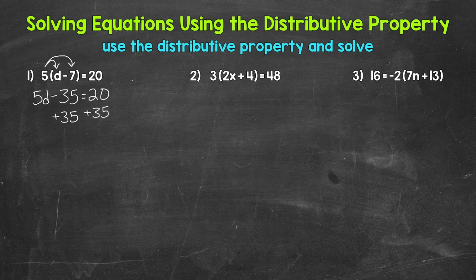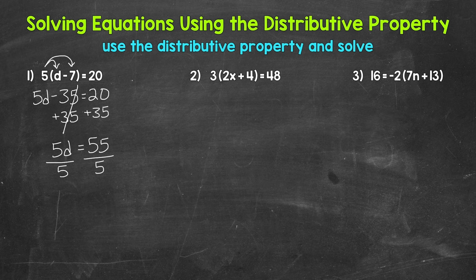Now on the left side, we are subtracting 35 and adding 35. So these 35s cancel each other out. We now have 5d equals, and then on the right side of the equation, we have 20 plus 35. That gives us 55. So now we have 5d equals 55. So 5 times d equals 55. We need to undo that multiplication using the inverse operation. The inverse operation of multiplication is division. So divide the left side by 5. That means we need to divide the right side by 5 as well.